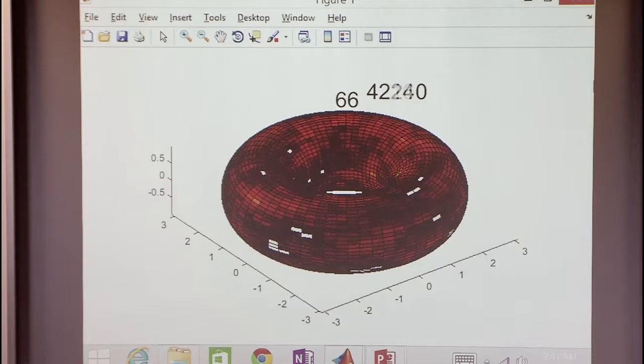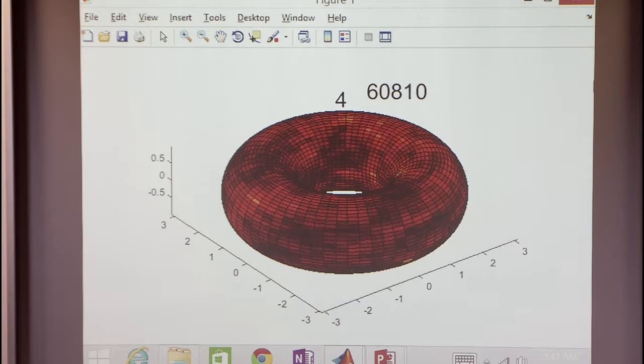So we're covering the torus here. It's actually going very fast. My computer is very fast today. Wow, this is incredibly fast. Maybe I was downloading updates all night.